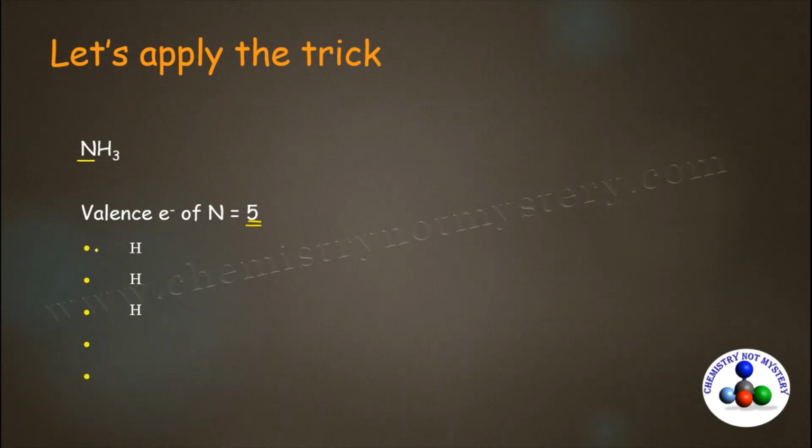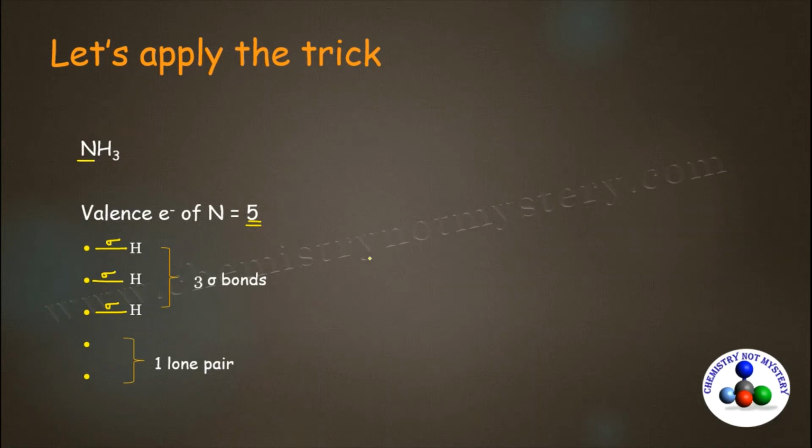Hydrogen is a monovalent atom, so it will utilize a single electron of nitrogen to form a sigma bond. So here is 1 sigma bond, this is another sigma bond, and this is the third sigma bond. So there are 3 sigma bonds, and these 2 electrons will be considered as one lone pair. 3 sigma bonds and 1 lone pair.